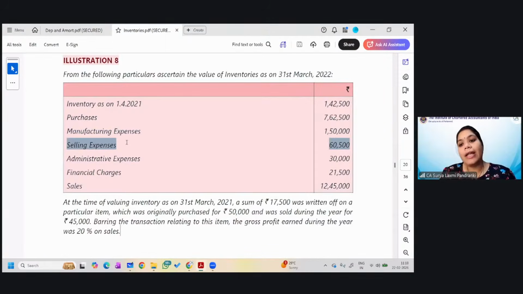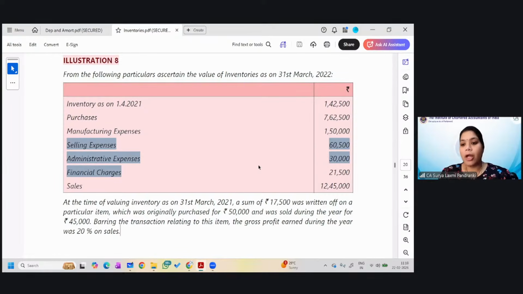Now, what is the next item? Selling expense. Should we take selling expense? Should we take admin, finance, all these three? Yes or no? No. Why I'm not taking these three expenses into this account is because these will be part of your P&L account, because all these are general expenses which are common for all the products. You can't say that it is only for a particular inventory.